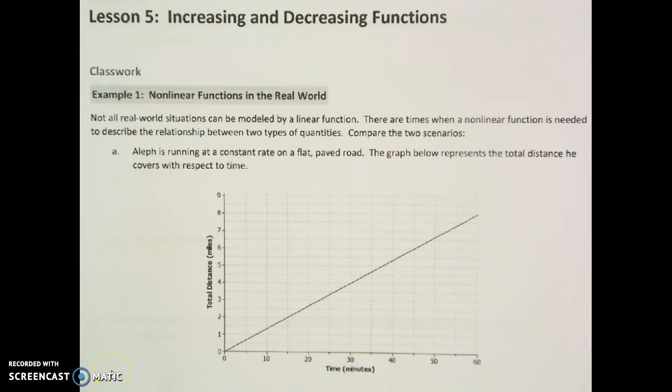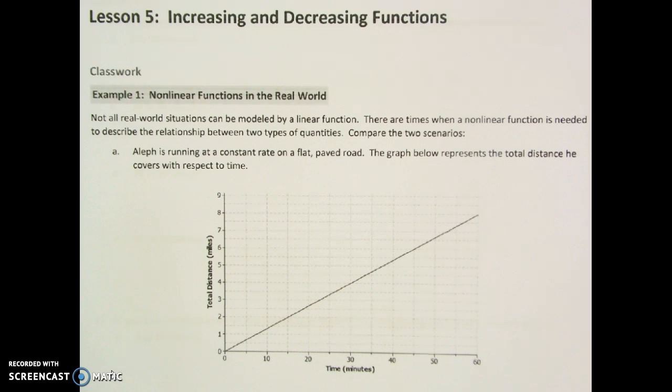Module 5, Lesson 5. Increasing and decreasing functions. This is the same title as Lesson 4, Increasing and Decreasing Functions. So we're going to look at some examples here that might not be linear. Not all real-world situations are linear. Not all real-world situations can even be modeled by a function.